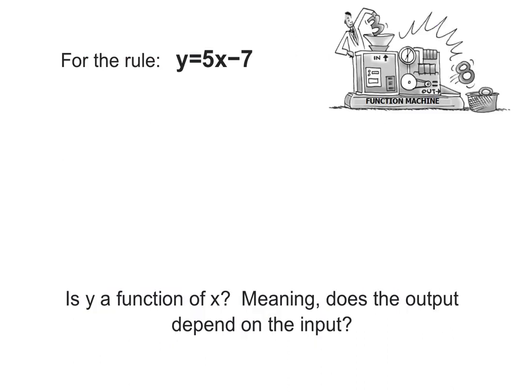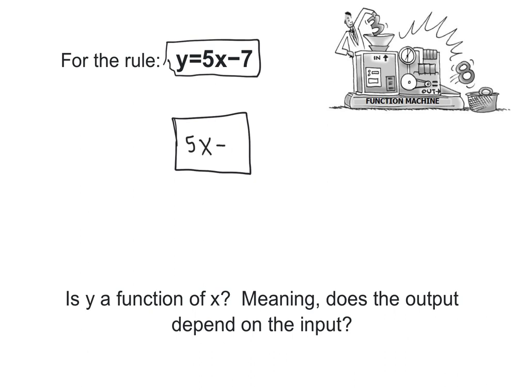All right, let's take a look at another example. Here's another rule. This rule is y is equal to 5x minus 7. And we have this little function machine. I'm going to go ahead and draw it. And the function machine says that some number goes in, is multiplied by 5, and then has 7 subtracted from it. Okay, let's pick some values to test and find out, is y a function of x? Meaning, will our output depend on what we put into this machine?